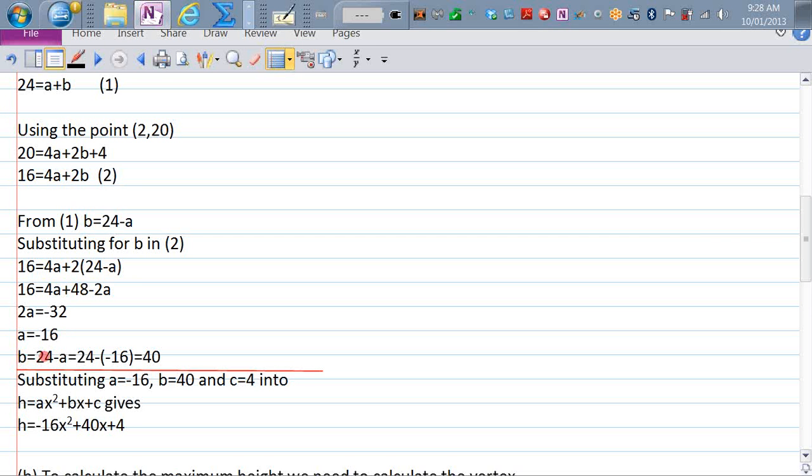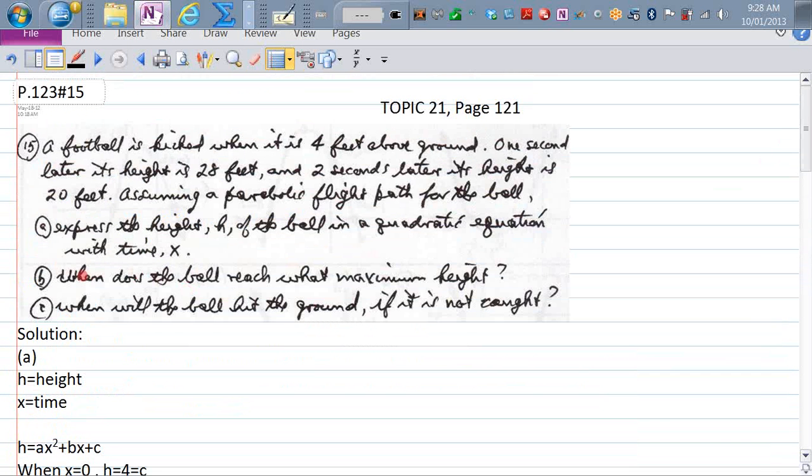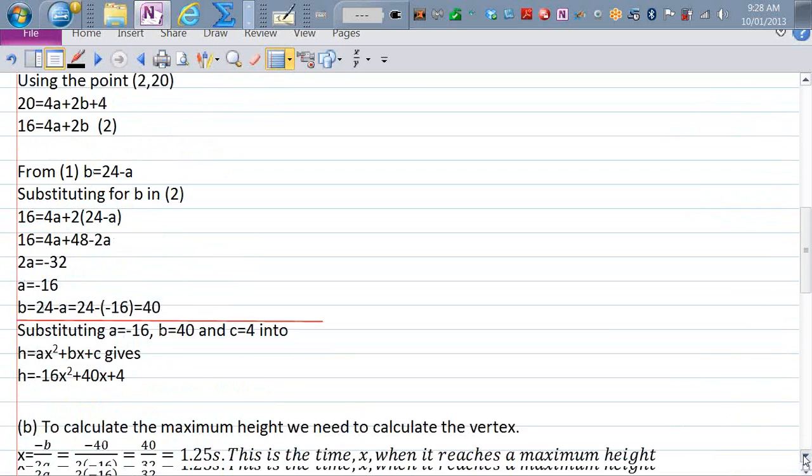Now I know that b is 24 minus a. So 24 minus minus 16 is 40. So I have a is equal to minus 16, b is equal to 40, c equal to 4. Putting this into the equation gives us the following: h equals minus 16x squared plus 40x plus 4. So this equation describes the parabolic path of the football once it's kicked. So part B, when does the ball reach the maximum height? It'll reach the maximum height because the graph is shaped like a frown.